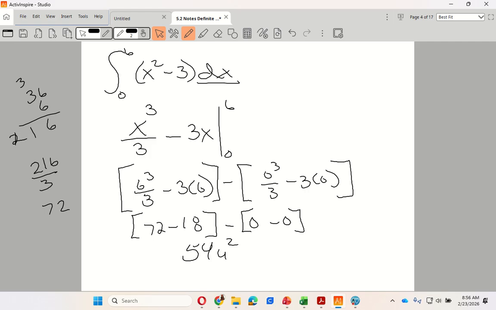No. Definite integrals don't have C. And when we get into that more later on, I'll show you why.